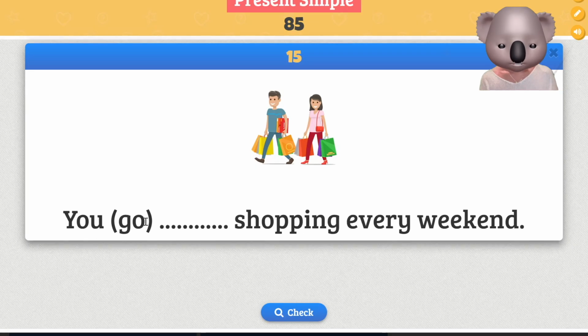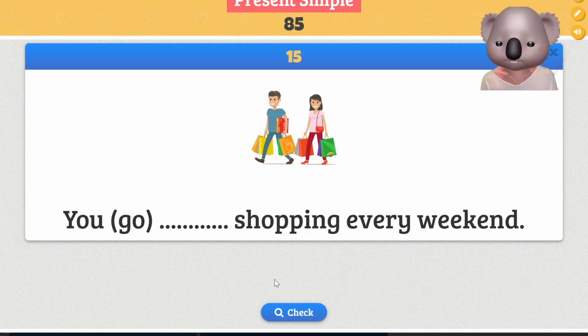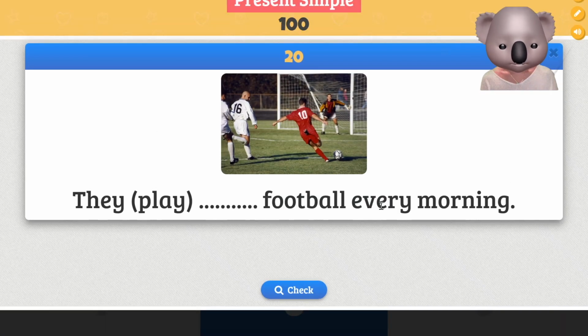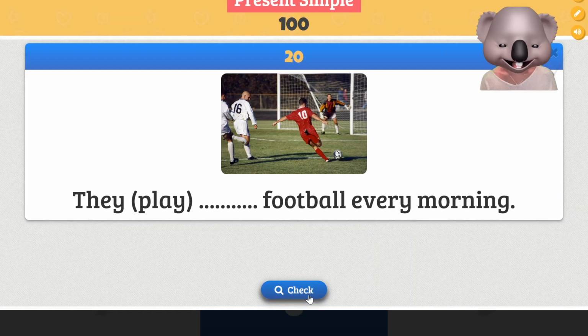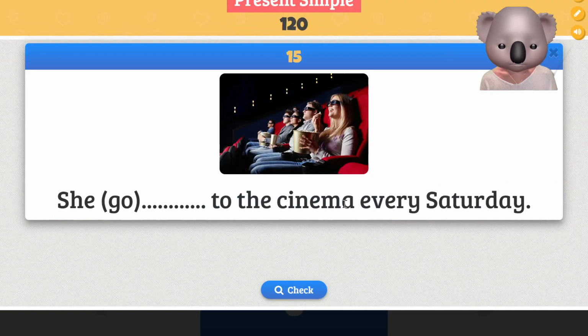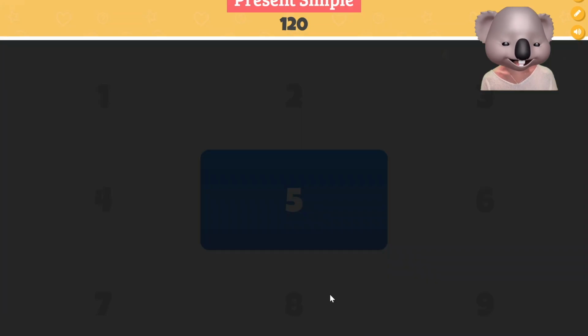Number 7. You go shopping every weekend. she, he, it 때만 바꾸는 거라서 you는 그대로 you go. Number 1. They play football every morning. she, he, it 때만 바꾸는 거라서 they는 그대로 they play. Number 8. She go to the cinema every Saturday. Ooh, she goes to the cinema.